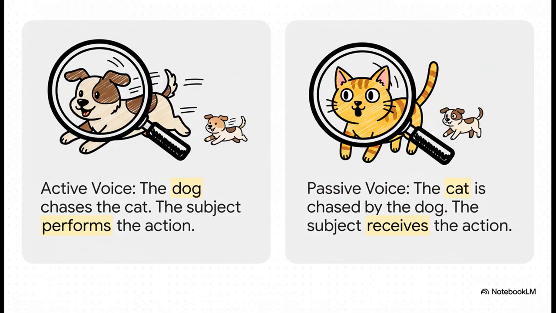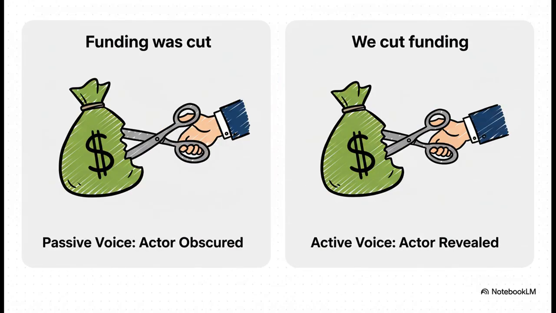Another really neat tool in our grammar toolkit is something called voice. What this does is it lets you change the focus of a sentence by flipping around who's doing the action versus who's having the action done to them. And believe me, this isn't just some dusty old grammar rule. This has real-world consequences, as our source material points out.